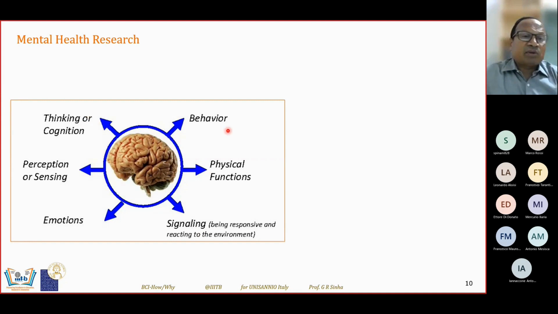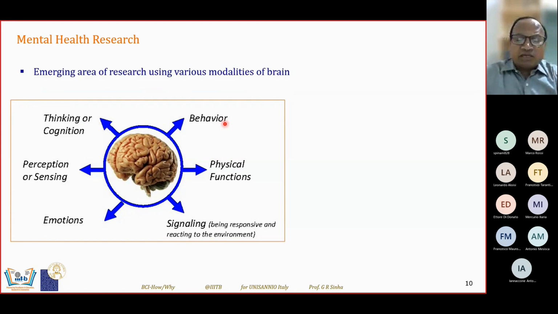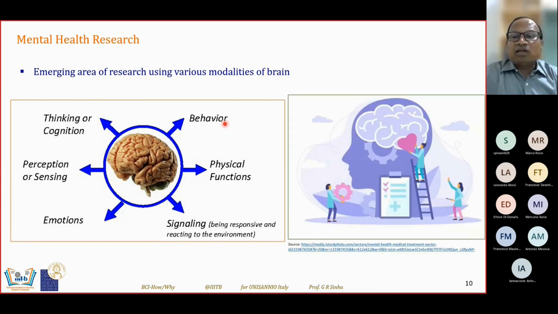thinking or cognition ability. All these are the important components of mental health. So this is an emerging area of research using various modalities of the brain. I have told you the modalities of the brain, but don't worry, we will discuss all the modalities in detail. Especially we will highlight EEG, because in most BCI systems, EEG is used very popularly and widely. So you have to explore the ability of the brain. You have to reach out to the brain and exploit its ability.